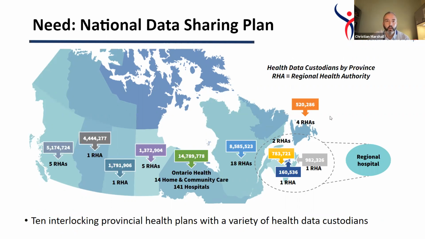And that's ongoing. But as I said, I think moving into how we are going to actually make use of this data to continue to work on it and share it across the country. As I mentioned before, healthcare is delivered in a jurisdictional manner provincially. 10 interlocking provincial health plans, a variety of different data custodians. So you can see that, again, the populations and the different regional health authorities in the different provinces. So it's quite complicated. And so trying to get a national data sharing plan together is obviously challenging, but something that needs to be done.